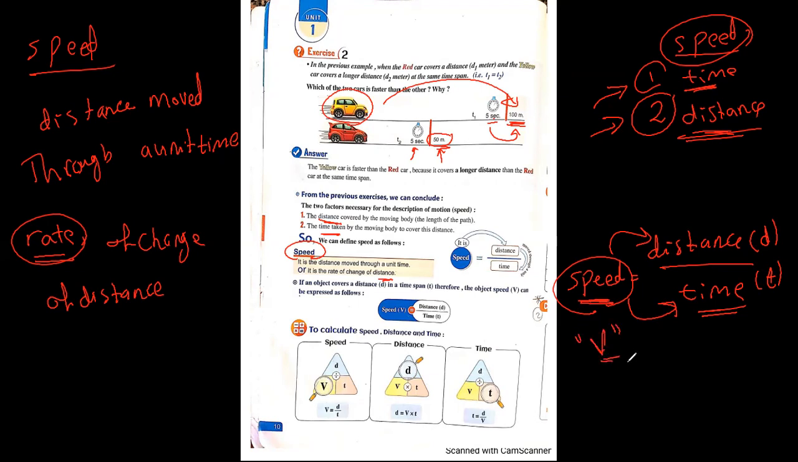We can make a triangle to put the law. Put v with d and t. So v is speed, d is distance, and t is time. If he wants to ask me about the time, the relation will be distance divided by the speed. If he asks me about the distance, it is the speed multiplied by the time.